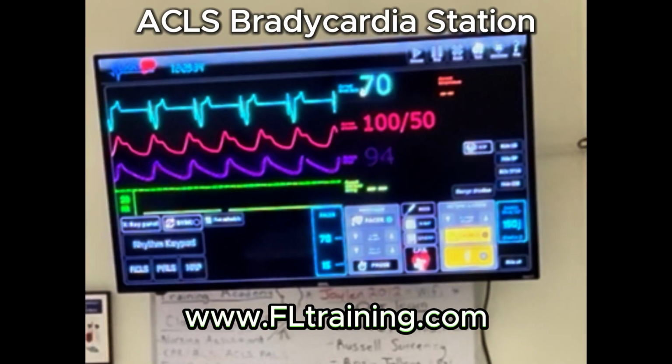Bradycardia reason. Maybe there is a blockage, a blockage or artery in your heart. Okay, let's think about something the nurse probably gave him, or that maybe he took too much medication at home.